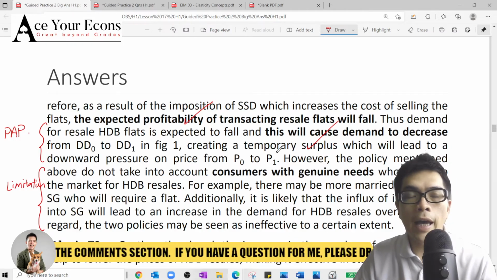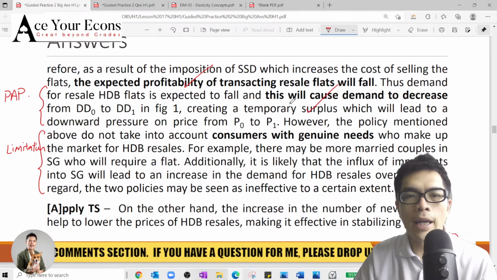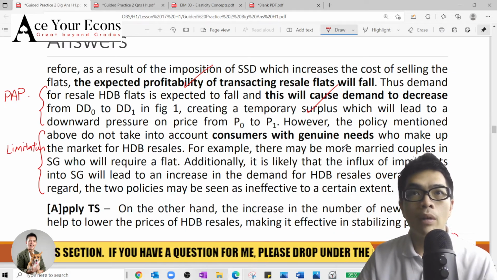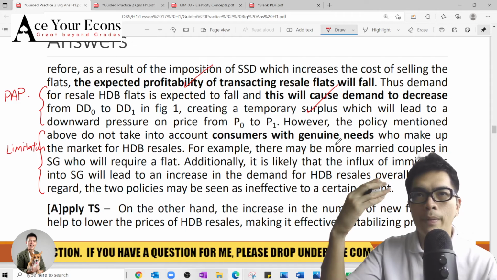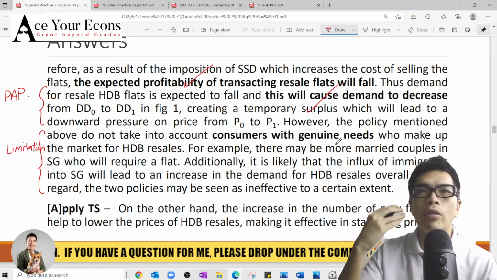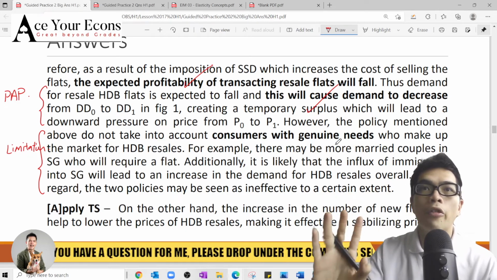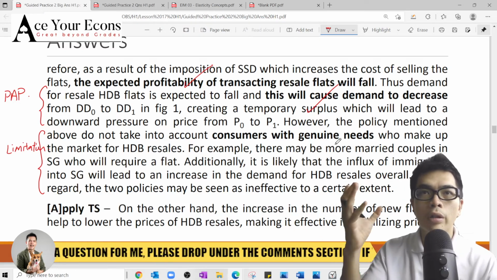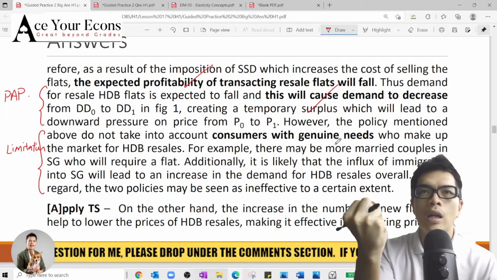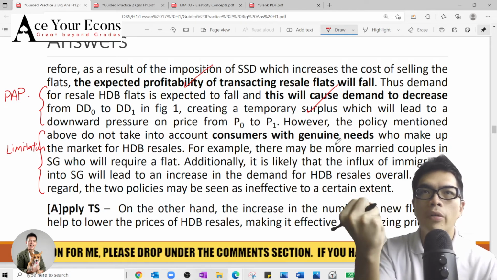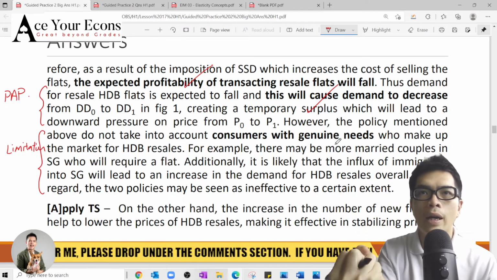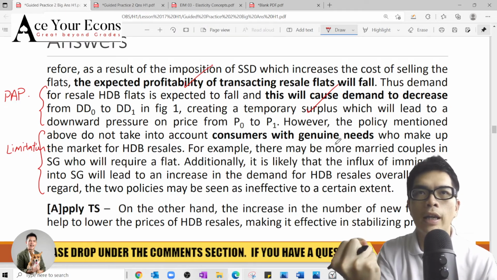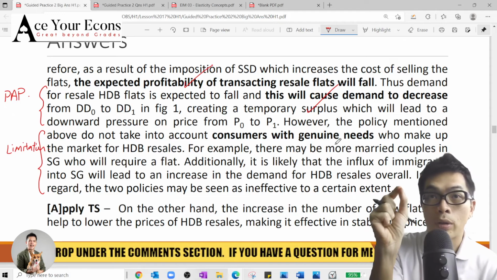So we can see that your seller stamp duty is not going to affect people with genuine demand. For people with genuine demand, they are not going to be put off by seller stamp duty, right? Because they are going to stay there for a long period. So we also look at what is the profile and what is the population of people with genuine demand. If there are more newly married couples looking for a new place to stay, then in that case, seller stamp duty won't be able to target them.